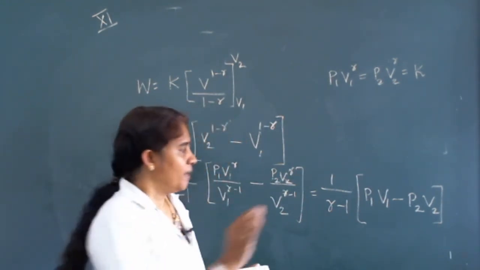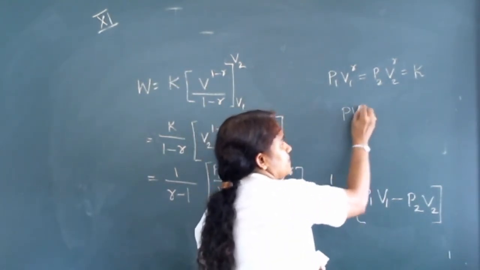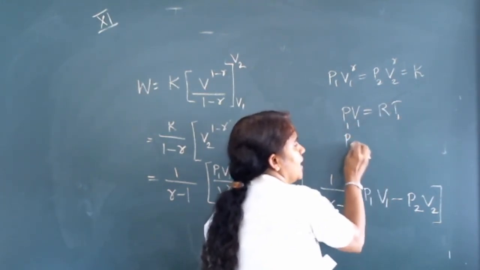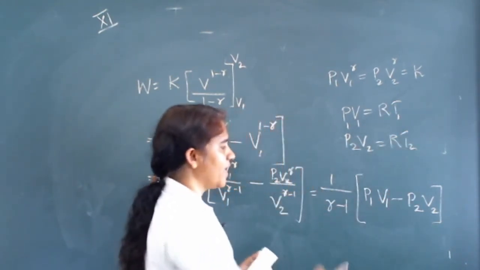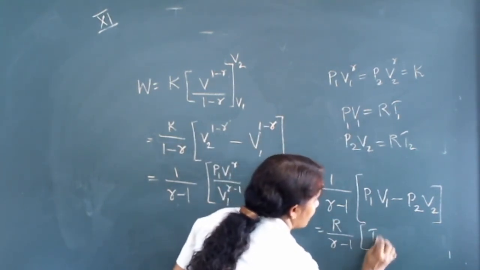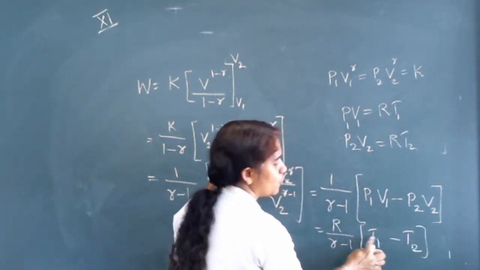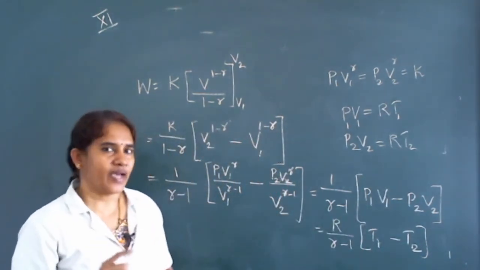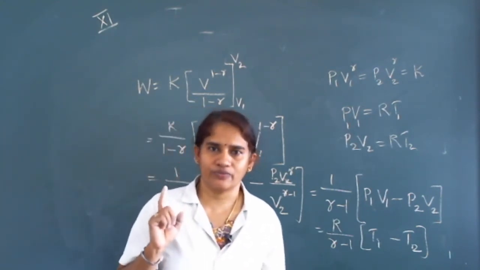Instead of P1 V1, according to the gas equation, PV is equal to RT. Since temperature is changing, P1 V1 can be RT1, P2 V2 can be RT2. That manner also we can write, since R is common. P1 V1 is equal to RT1, P2 V2 is equal to RT2. So, while replacing, we can write 1 by gamma minus 1 into R times T1 minus T2.